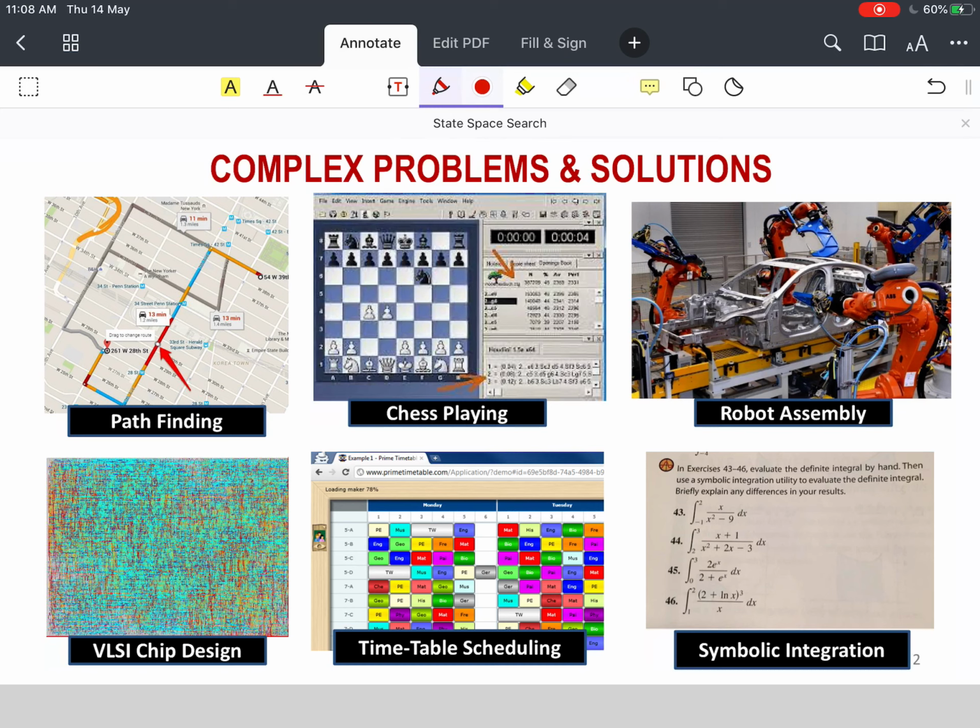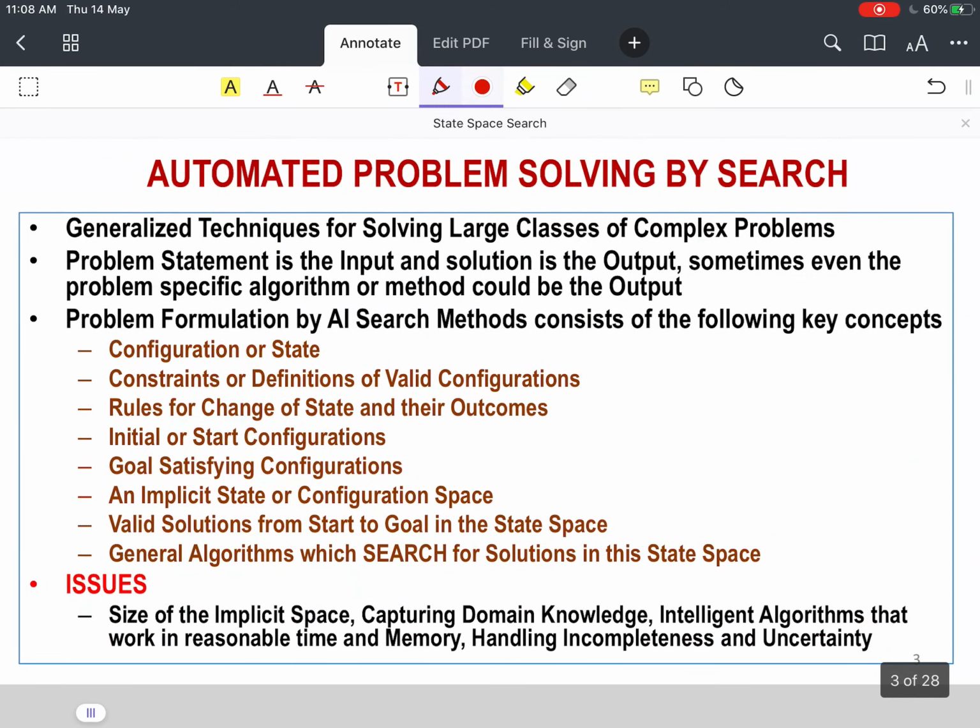And then we discussed each of these problems in detail and we came to the conclusion that for a large class of problems there is a common structure which can enable us to move towards automated problem solving. Therefore, we said that we are interested in generalized techniques for solving large classes of complex problems. The problem statement is the input and the solution is the output. Sometimes even a problem-specific algorithm or method will be the output.